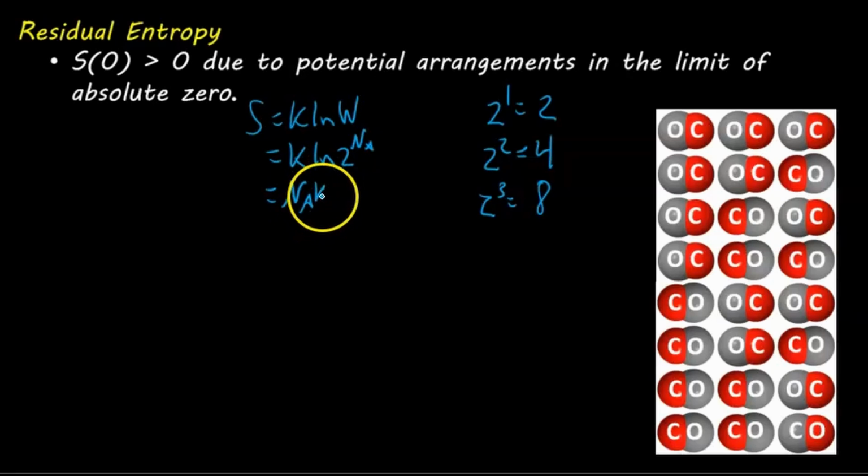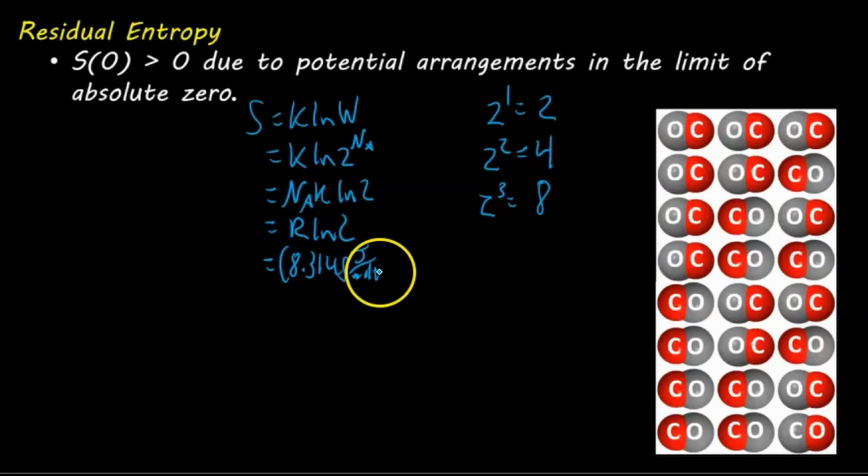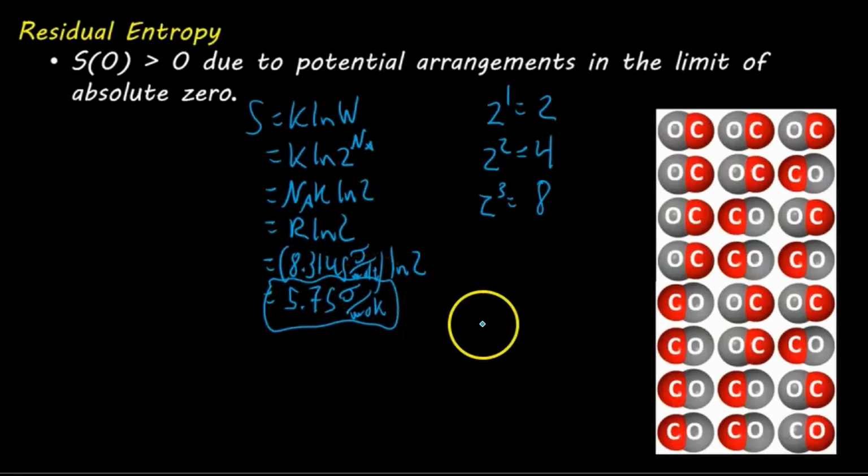Now, if we were to solve this, we can move the exponent in front of the log using a log law, my favorite log law. And this is kind of cool. If you plug in Avogadro's number times the Boltzmann constant, we get the gas constant. And the gas constant is 8.3145 joules per mole Kelvin times ln of 2. And if we plug this into the calculator, we get 5.76 joules per mole Kelvin. So this is a pretty quick back-of-the-napkin calculation. We calculated the residual entropy for CO, 5.76 joules per mole Kelvin.